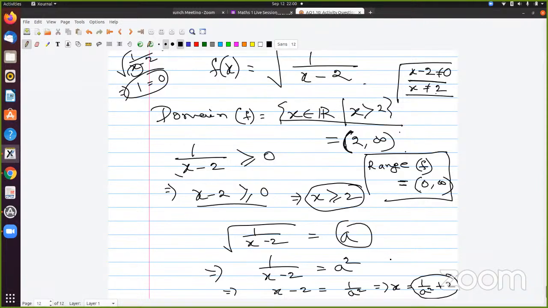Can you please explain how we get 0 in the range? No, I am not getting 0 in the range. That's why I have put it open. Got it. So I am getting only positive real numbers as my output. Is this clear to everyone?